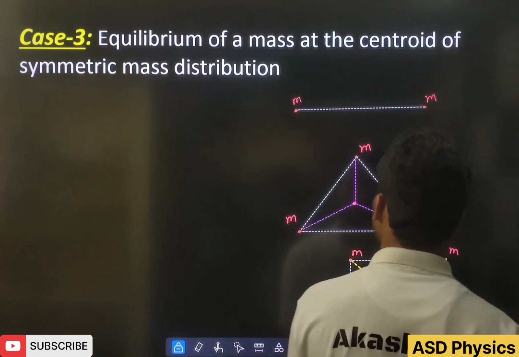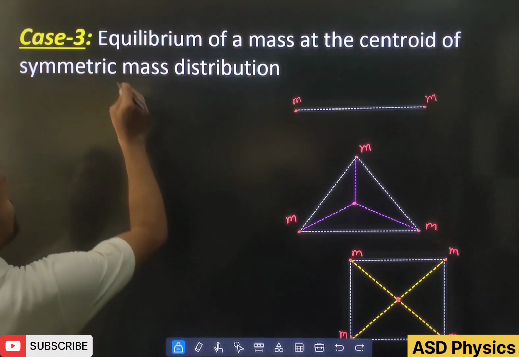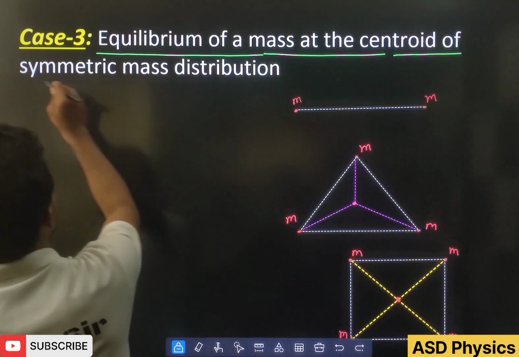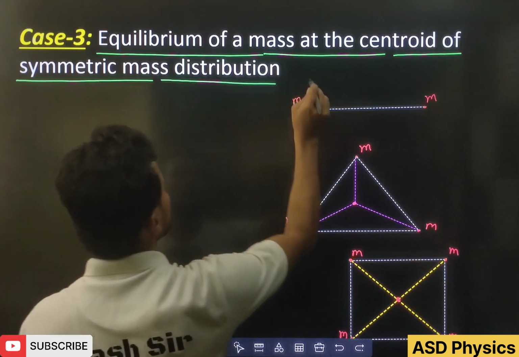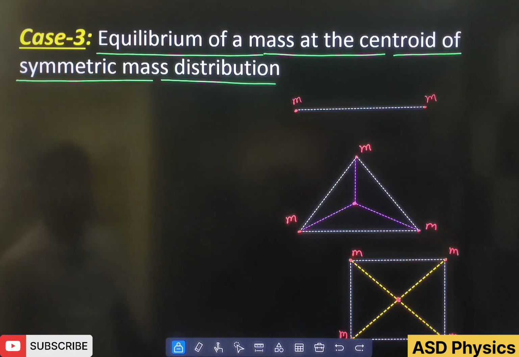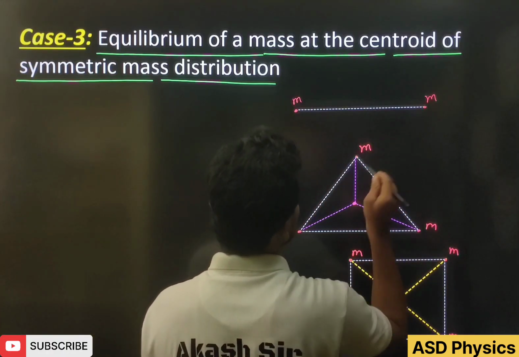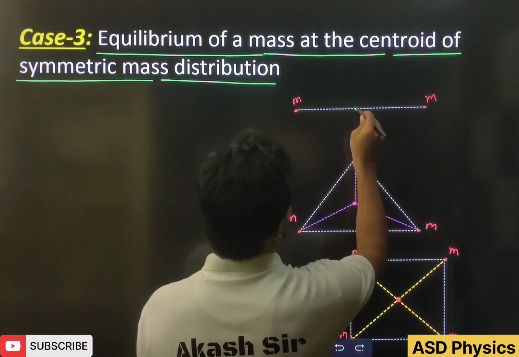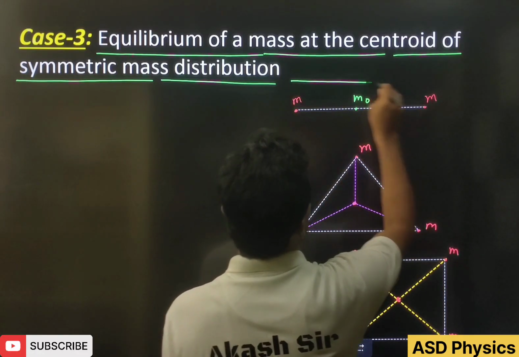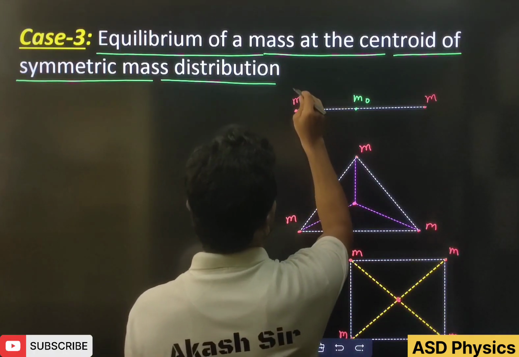Okay, great. Now let's see the next situation. The case 3, equilibrium. See, equilibrium of a mass at the centroid of symmetric mass distribution. Again I am telling, equilibrium of a mass at the centroid of symmetric mass distribution. So here I have taken small m, small m. Let's take if I put one mass, for example m0, at the centroid, at the center.